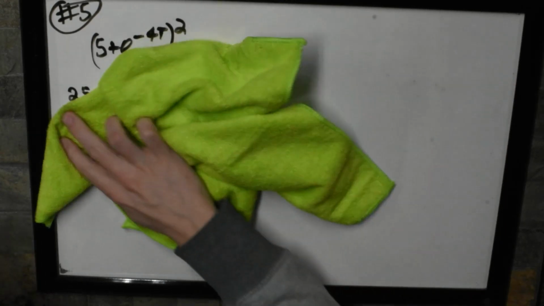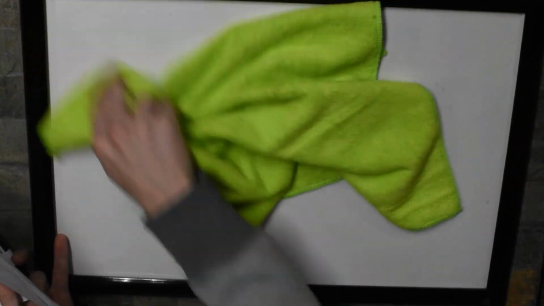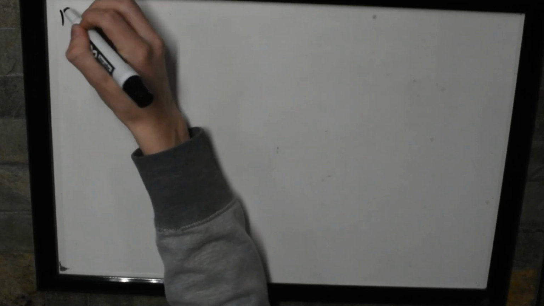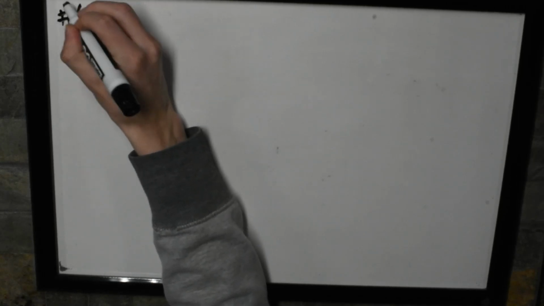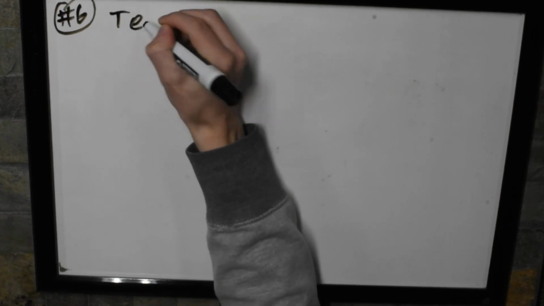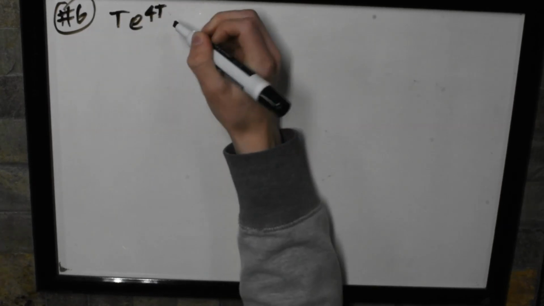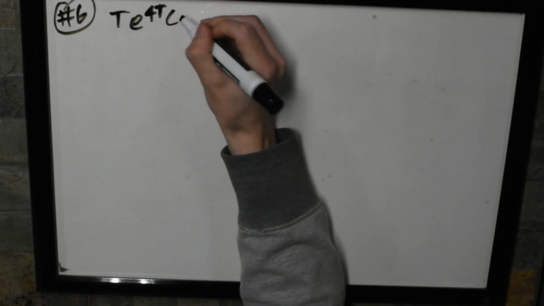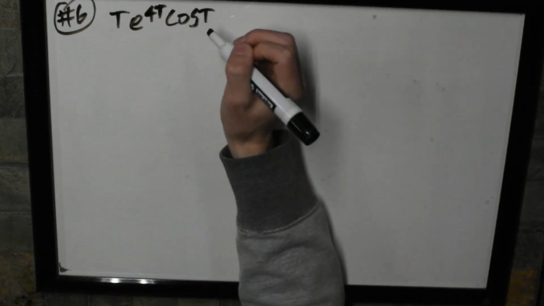Okay, so let's move on and do number 6. Number 6 is, again, on the homework. You should get a similar problem to this. You get t e to the 4t cosine t. Now this one's a little bit more difficult.